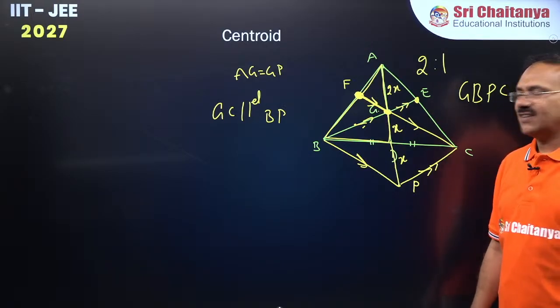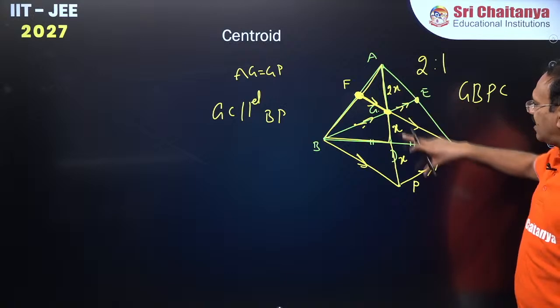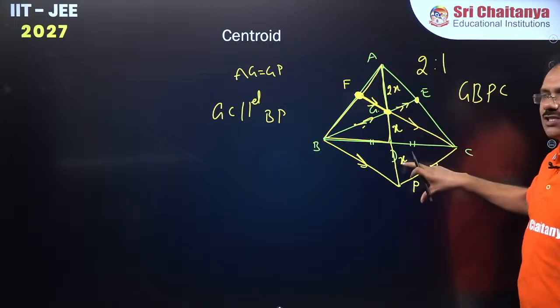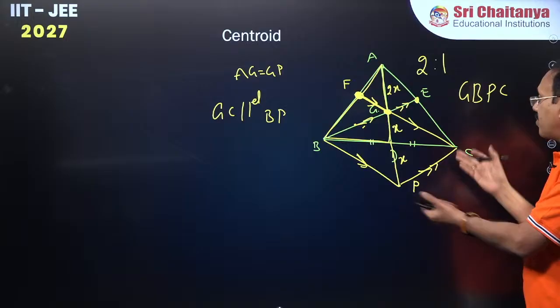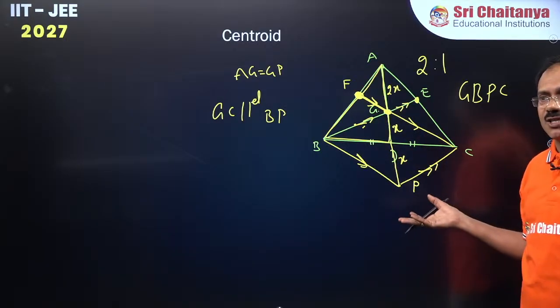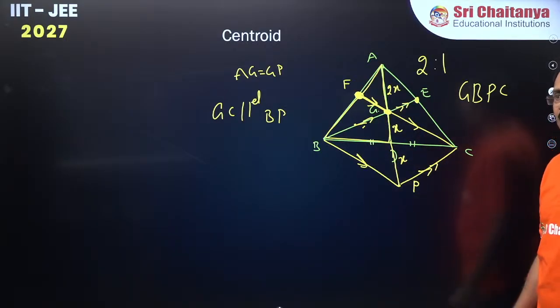Understand? I have extended this such that AG is equal to GP, and I have formed a parallelogram. So obviously in a parallelogram diagonals bisect each other, and we got it. Right?